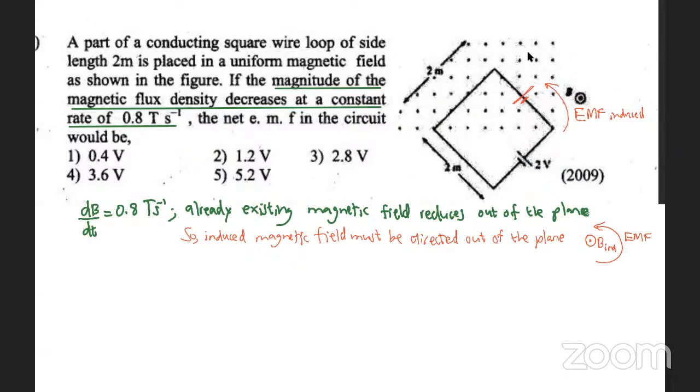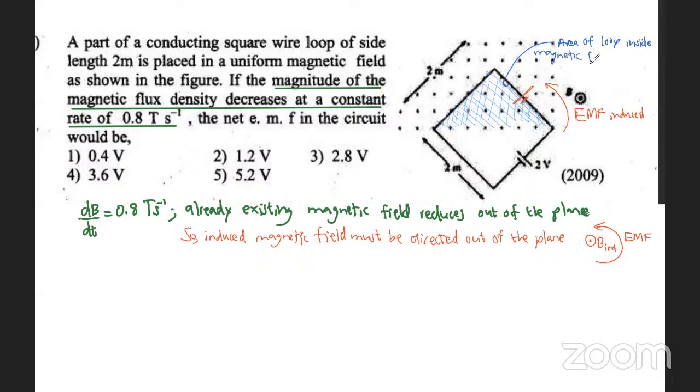Now we have to be very careful. Look at the area. Only this part of the loop is inside the magnetic field. No? Only this part of the loop is inside the magnetic field. So you have to be extra careful now. I'll say area of the loop inside the magnetic field.